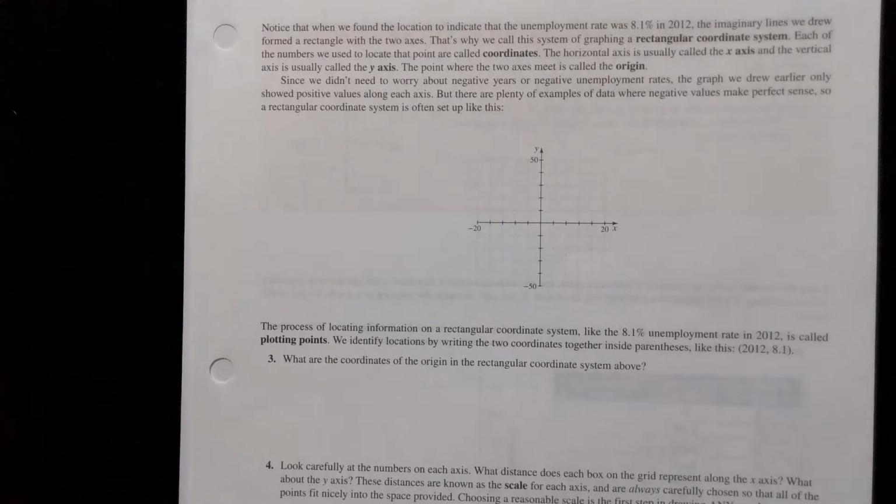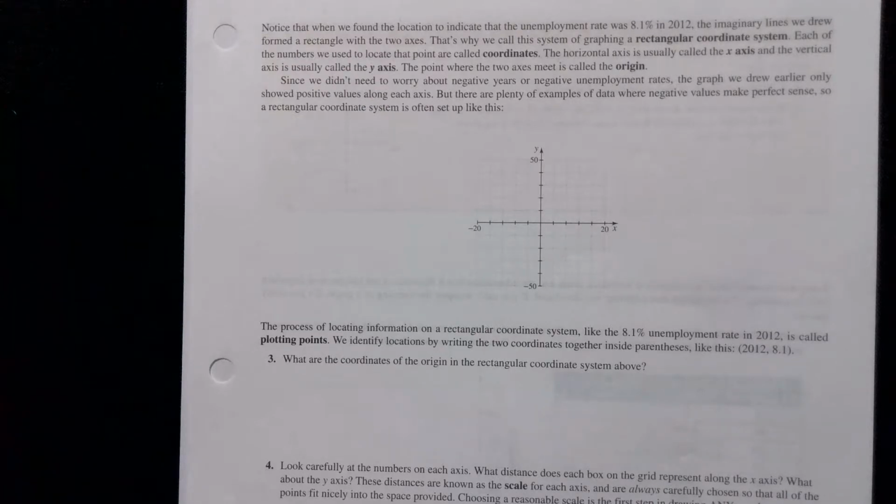Notice that when we found a location to indicate that the unemployment rate was 8.1% in 2012, the imaginary lines we drew form a rectangle with two axes. That's why we call this system of graphing a rectangular coordinate system. Each of the numbers we use to locate that point are called coordinates. The horizontal axis is usually called the x-axis, and the vertical axis is usually called the y-axis. The point where the two axes meet is called the origin.